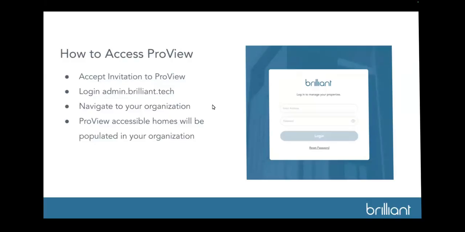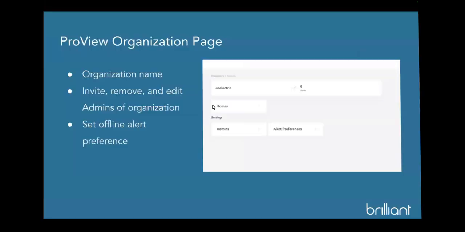This is what the basic admin looks like. So it's saved to access your invite. You log in, and now you can navigate your organization. It's going to be pretty basic, and we're going to delve into each of those features a little bit further here. So of course, you'll see your organization name, which in this case is just Joe Electric. You can invite people, admins in, you can remove admins, you can edit the name. You can also see your objective homes, and you can most importantly set your alert preferences.